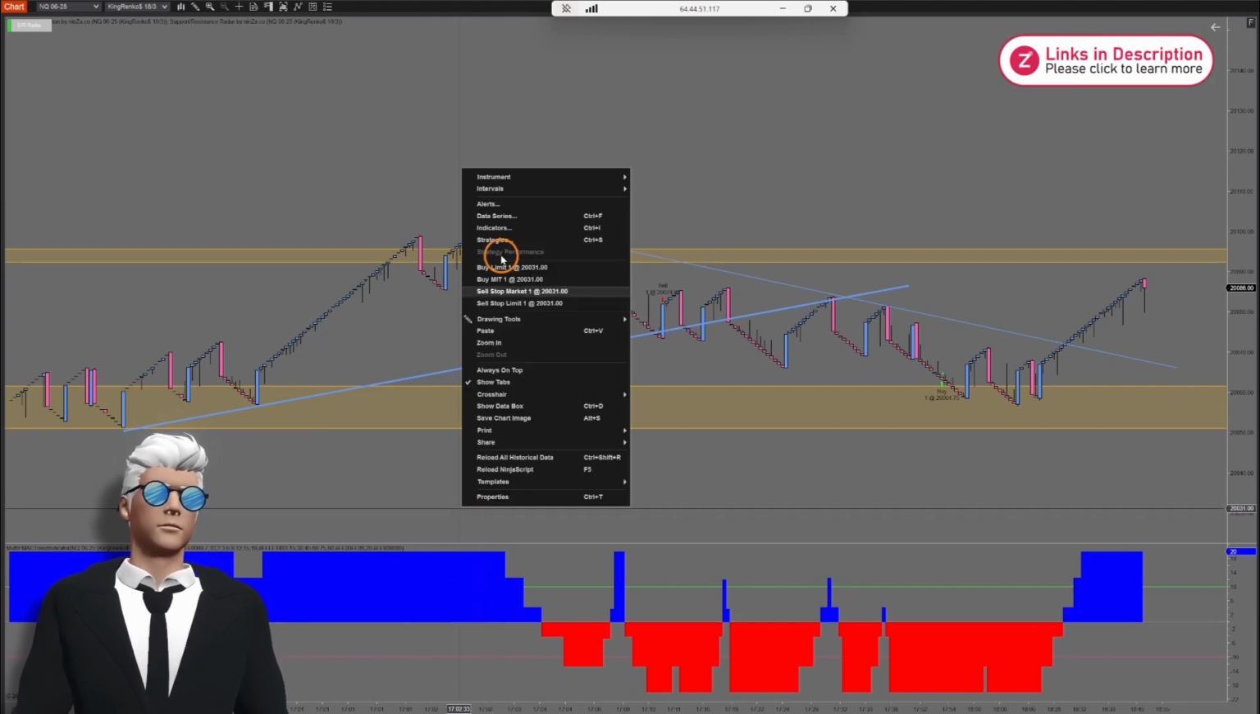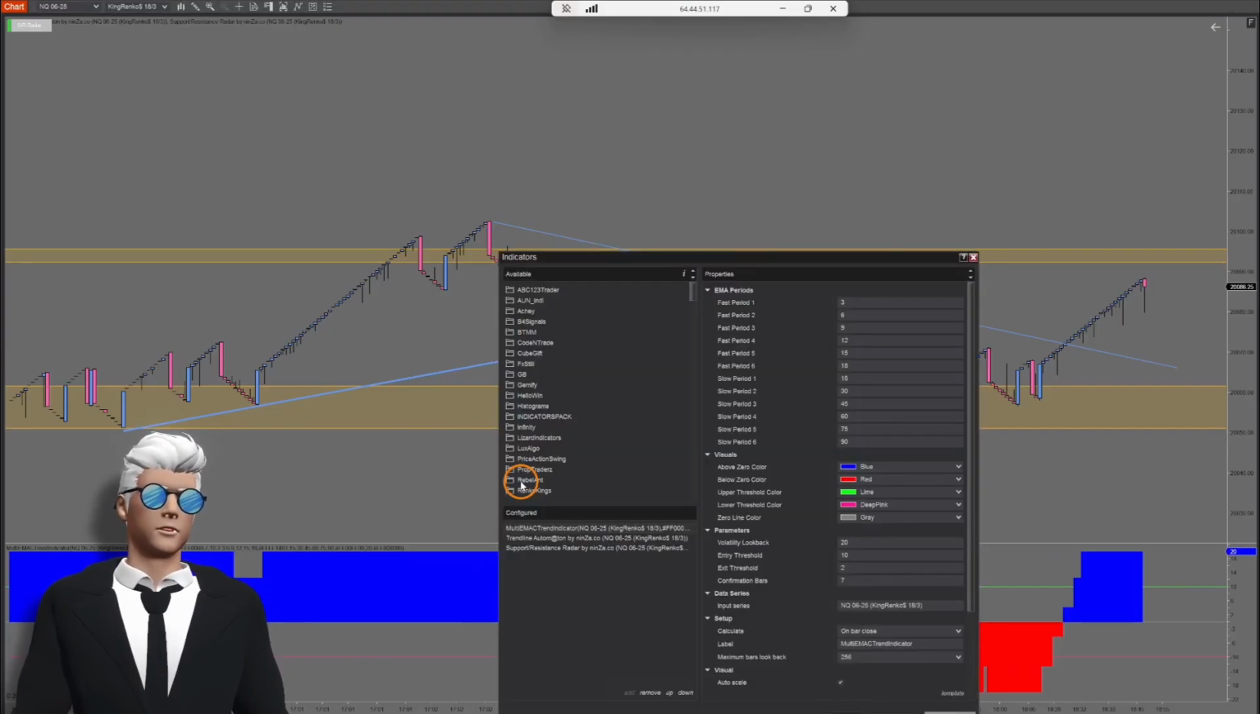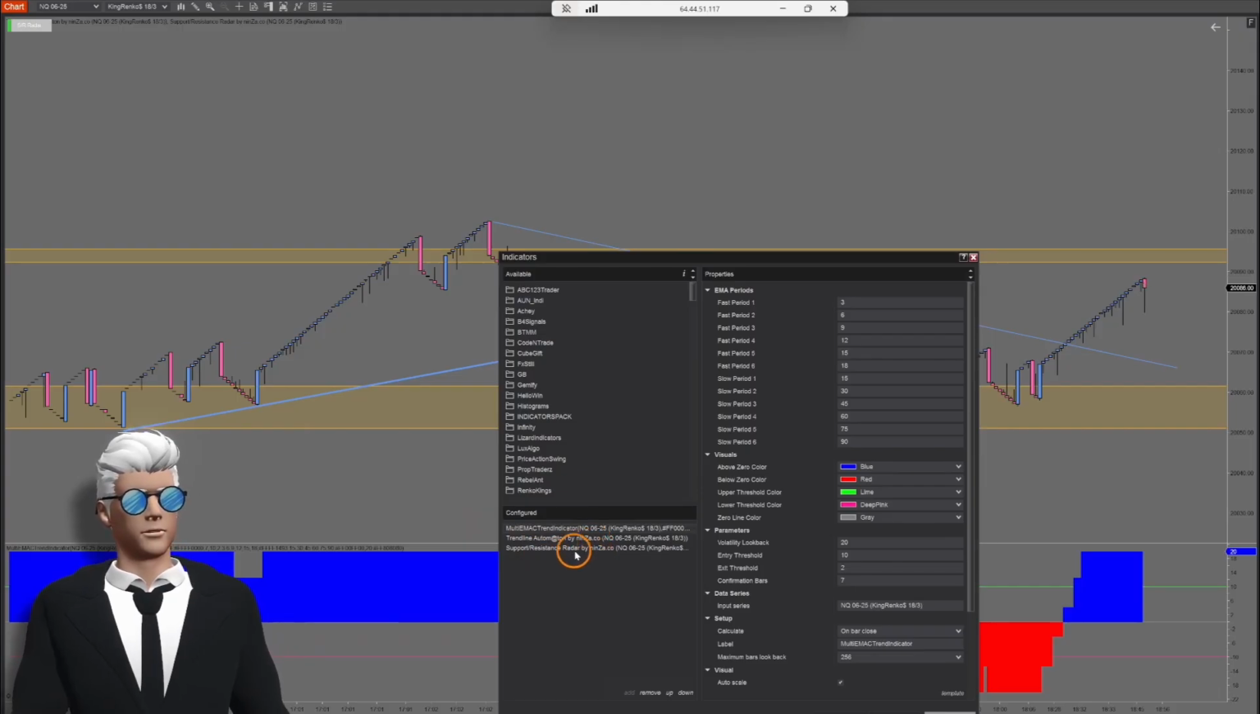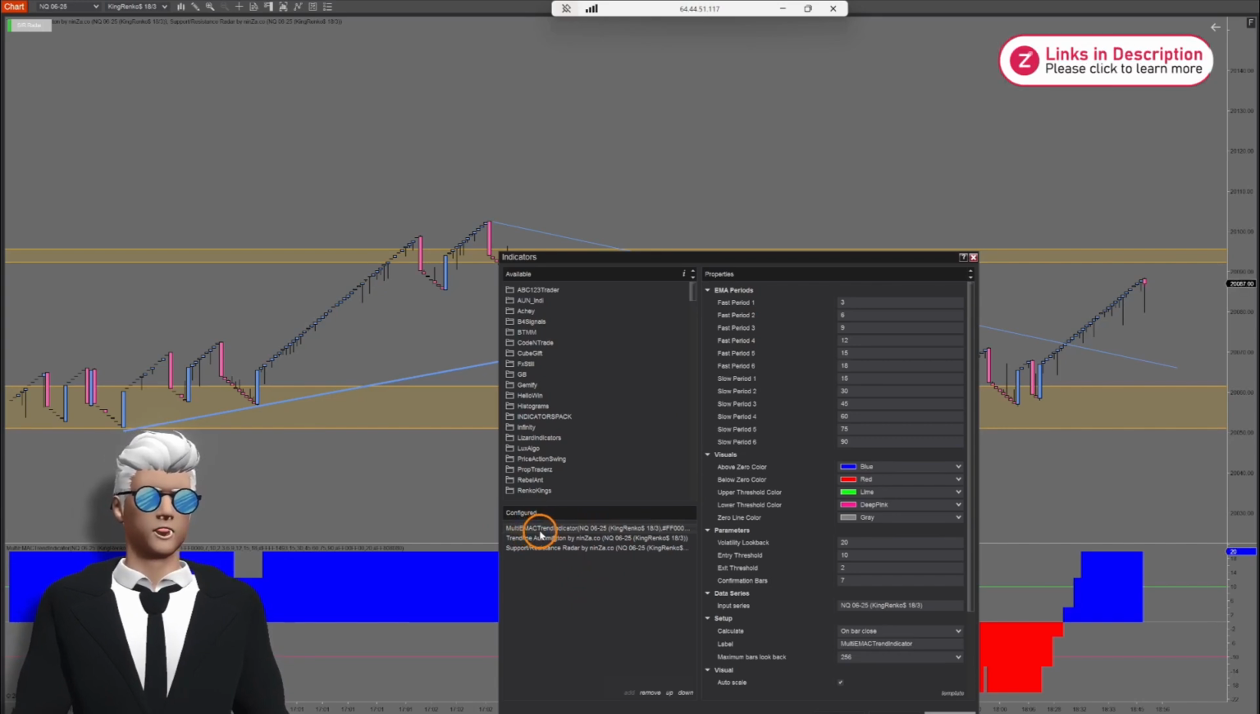So let's dive into the actual inner workings of this indicator and we'll get started. What we have on the chart here is an 18-3 King Renko bar. You can find that at ninzaco.com, link in the description below. We also have a couple other ones like Trendline Auto and Support Resistance Radar, both by NinzaCo, but we'll get to those soon. Right now I want to show you my multi-EMA crossover trend indicator.